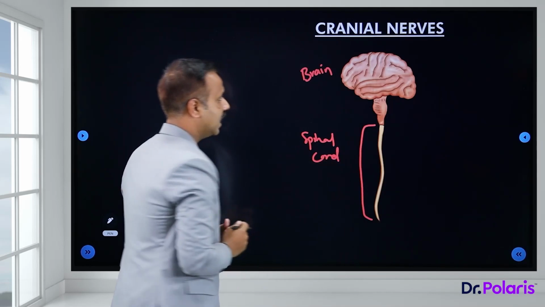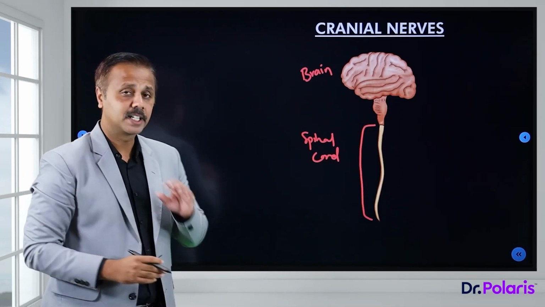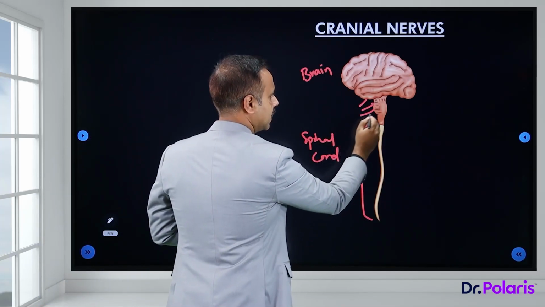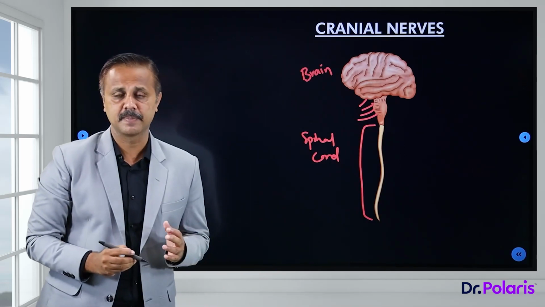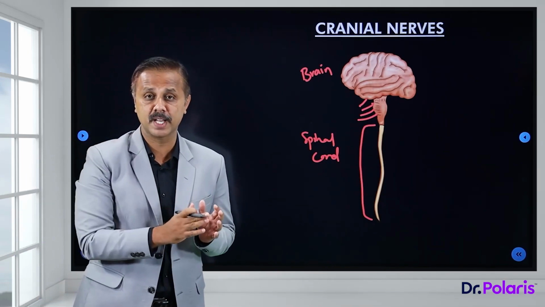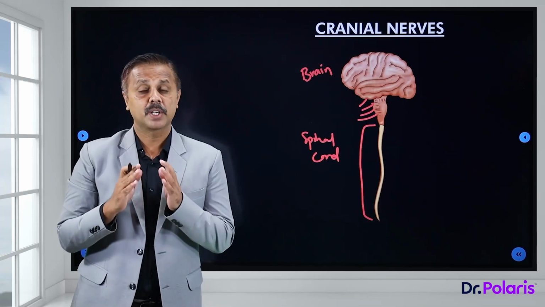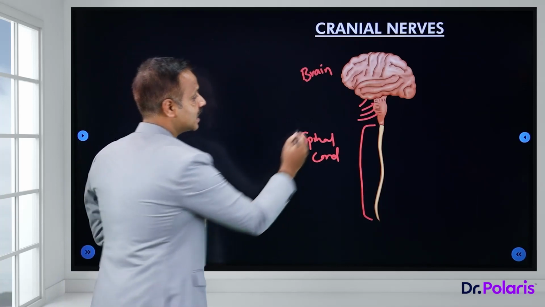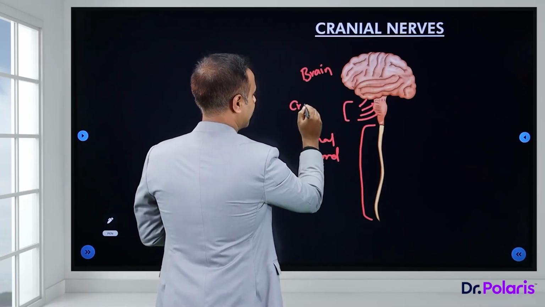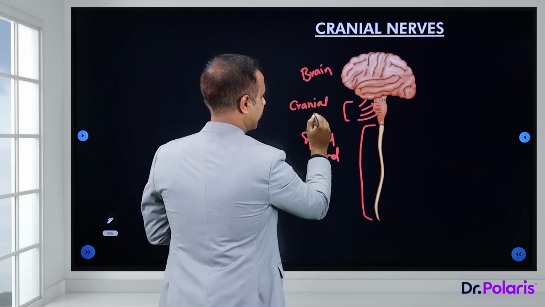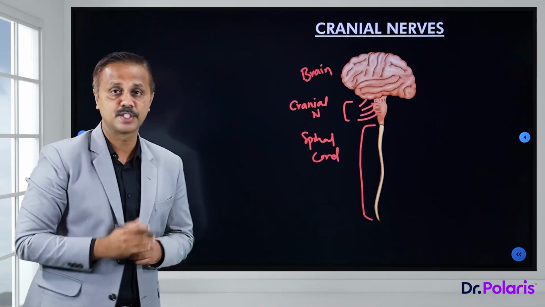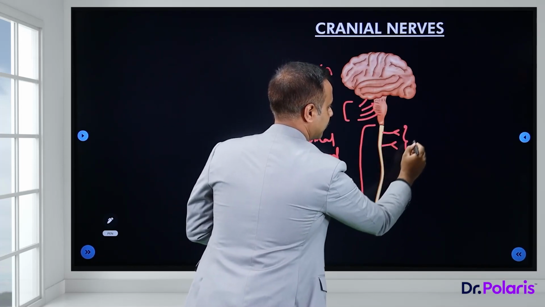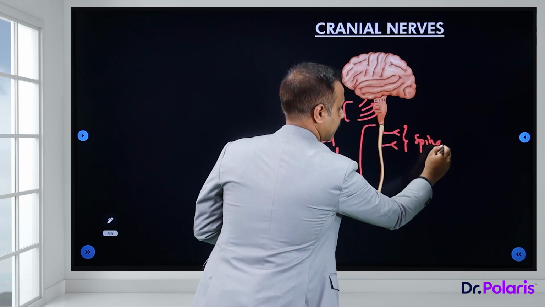Now, what exactly are cranial nerves? Remember, cranial nerves are those nerves which are attached to the brain. Could be different parts of the brain, right? We are not worried about whether it is attached to forebrain, midbrain, or hindbrain, but all the nerves that are arising or that are attached to brain, these are referred to as cranial nerves, right? Similar to that, when we have nerves arising from the spinal cord, we refer to this as the spinal nerves.